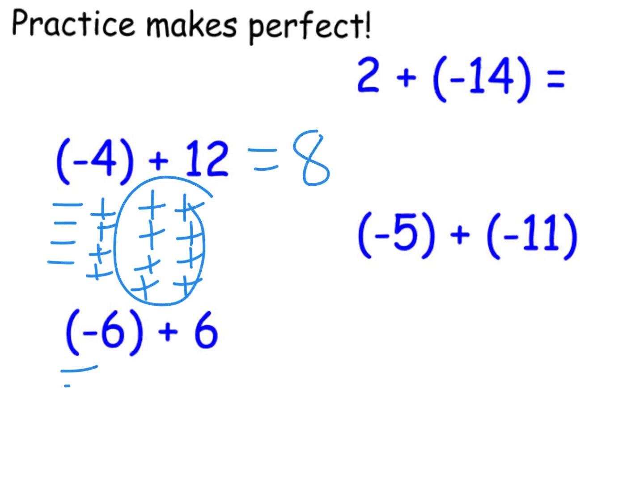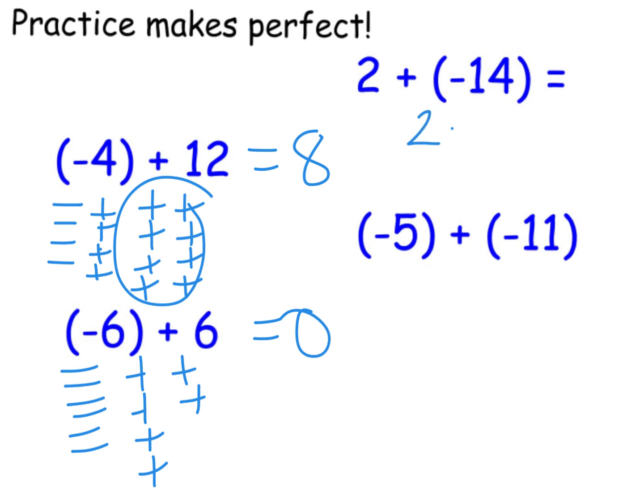-6 plus 6. 1, 2, 3, 4, 5, 6. 1, 2, 3, 4, 5, 6. Well, there's 6 of each, so that's just 0. 2 and minus 14, that's just 2 take away 14, which is minus 12. And then minus 5 minus another 11 is minus 16.